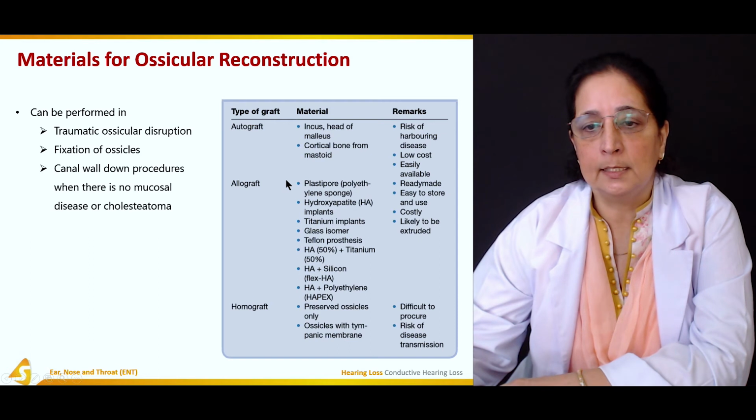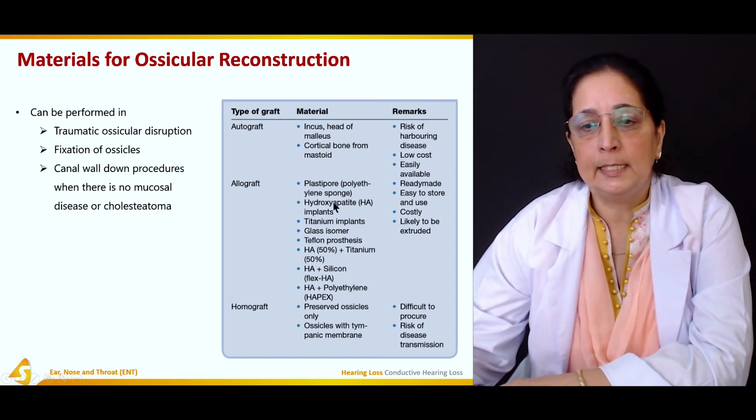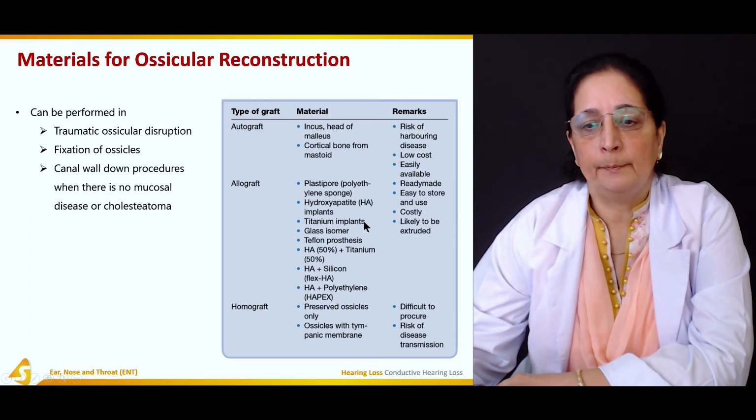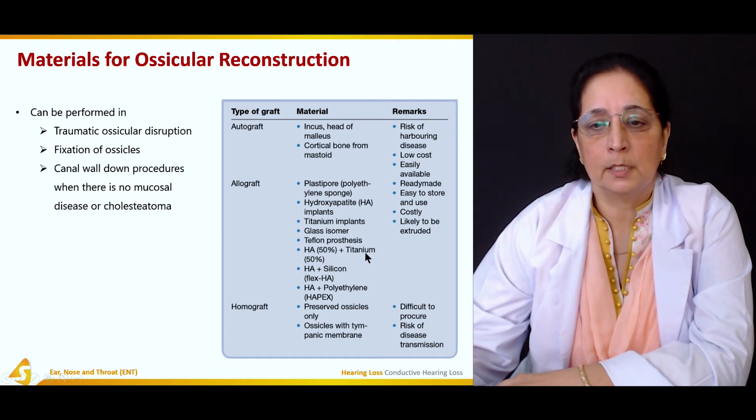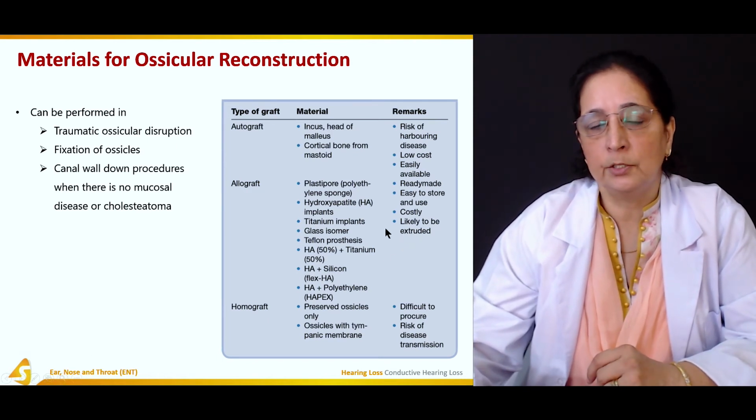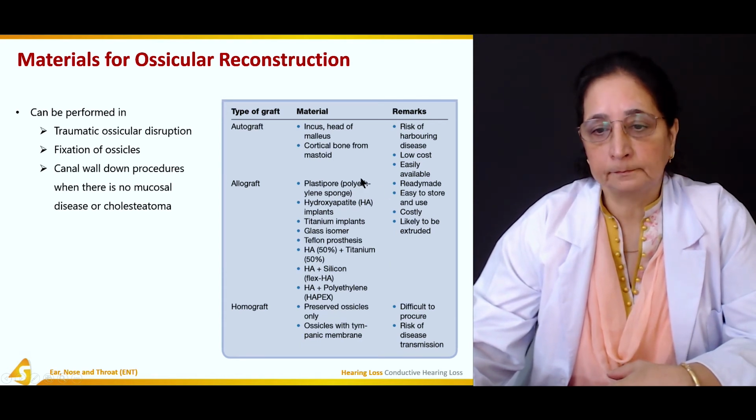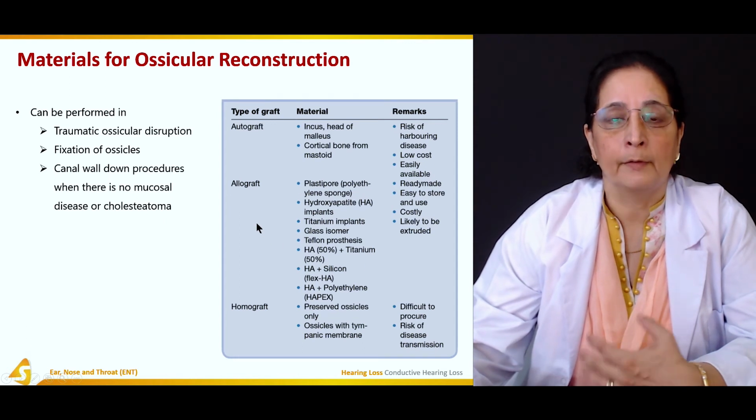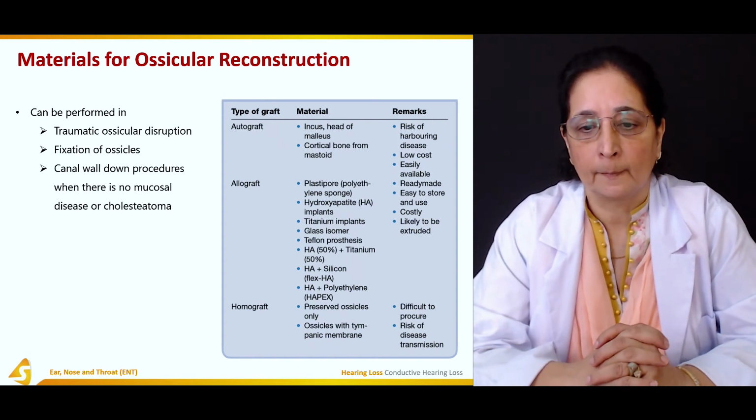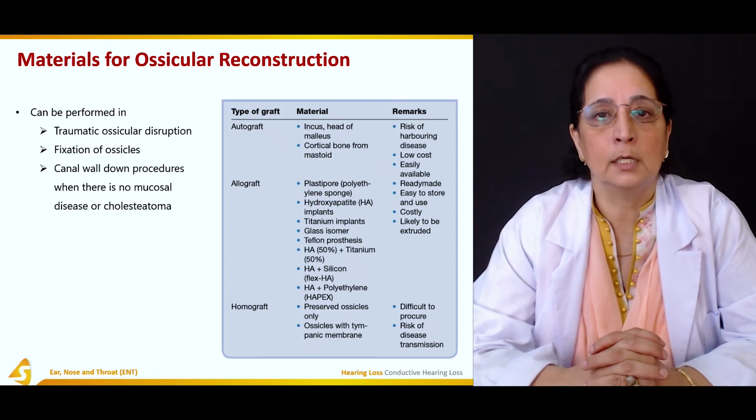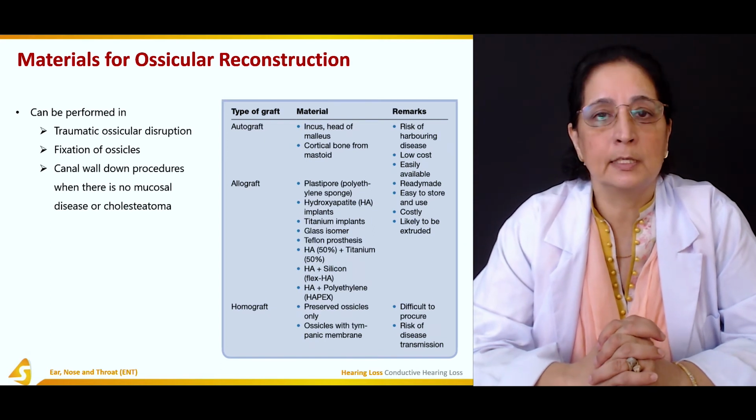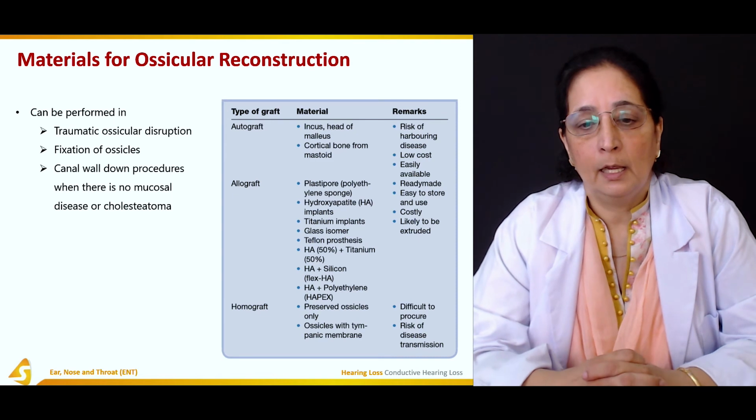Allografts usually use materials such as Plastipore, polyethylene sponge, hydroxyapatite implants, titanium implants, glass ionomer, and Teflon prostheses. So these are all different types of allografts. They are ready-made, easy to store and use, but they are costly. That's the disadvantage of allograft. Then homografts are preserved ossicle only, or ossicle with tympanic membrane, and they are very difficult to procure, and the risk of disease transmission is more with the homograft.